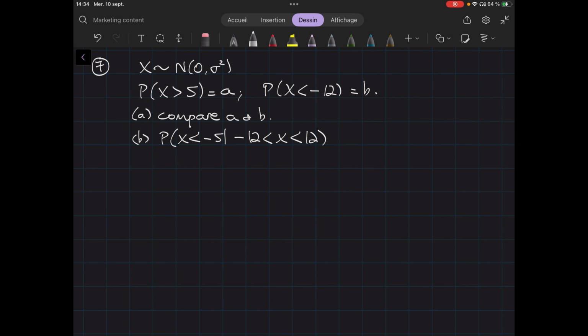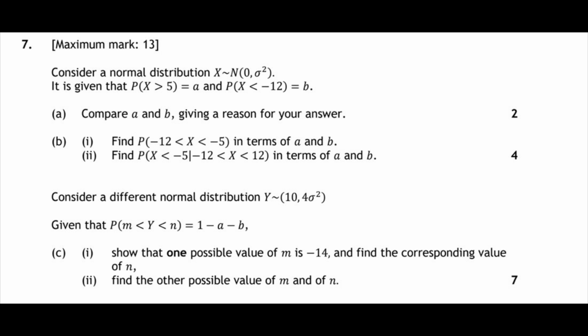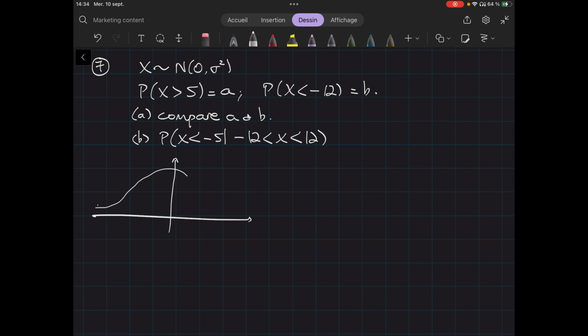Question 7 is on normal distribution. For all normal distribution questions, I highly recommend sketching out the distribution to remind yourselves of the possibility of symmetry. The mean of a distribution is at 0.